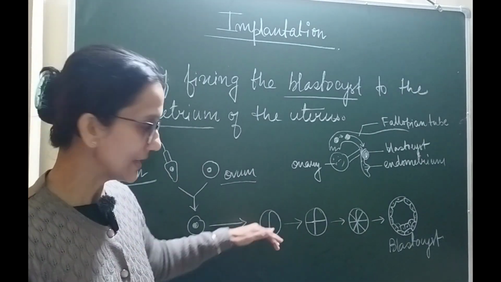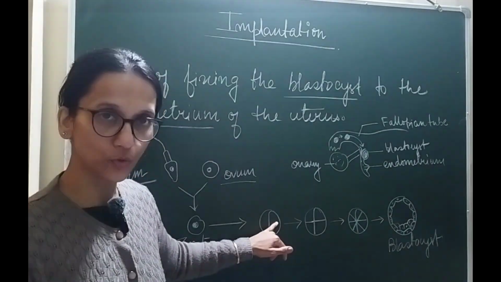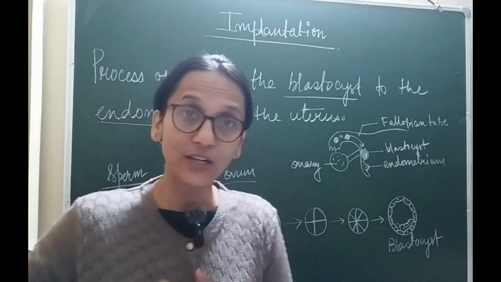So this zygote will first divide, will undergo one single cleavage and will form 2 cells, then from 4 cells, 8 cells, 16 cells and onwards.